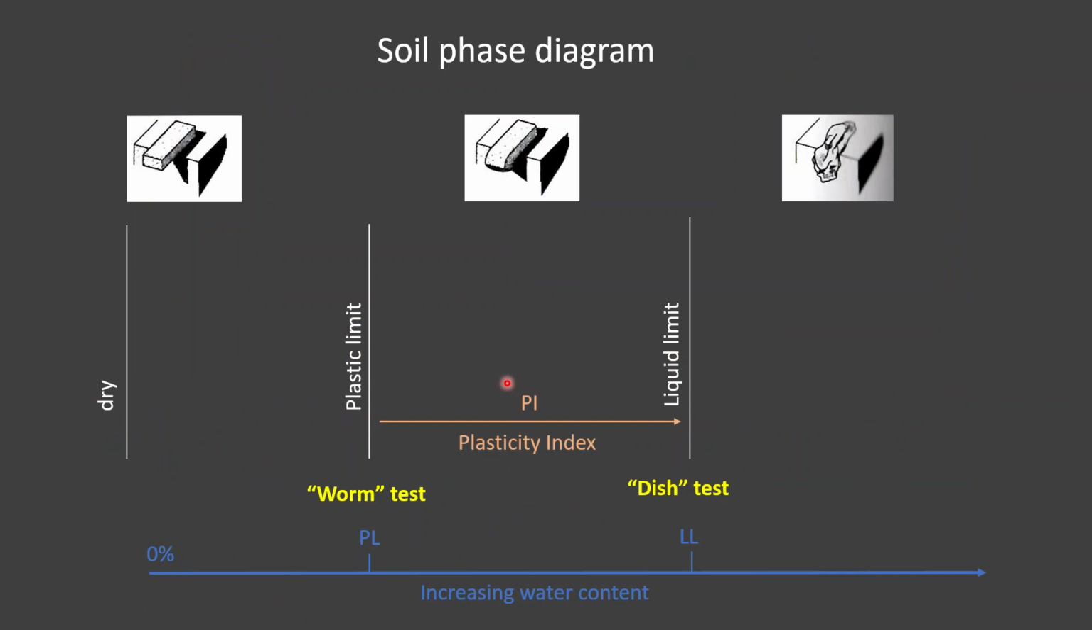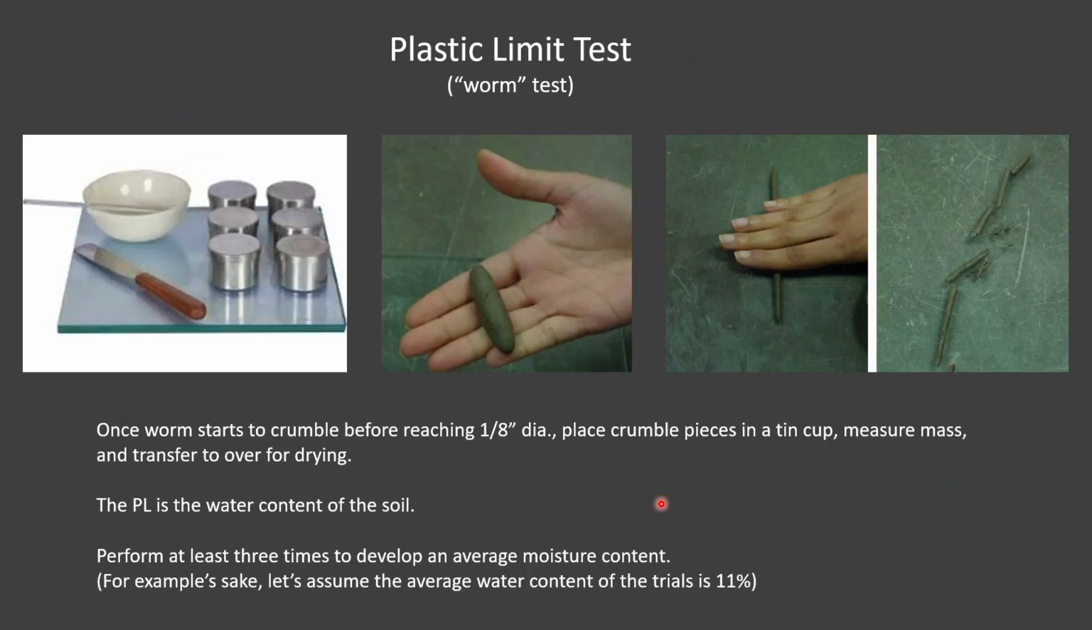And the two tests that we use to determine the plasticity index, I call them the worm test for the plastic limit and the dish test for the liquid limit. And we'll look at the plastic limit test first, right? That's what we call the worm test, and the tools are pretty basic. You need a little dish to mix up some soil and water, right? And you want to take that moistened soil and form what they call an ellipsoidal mass, basically a little ball of soil in your hand.